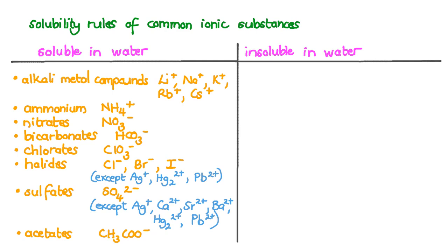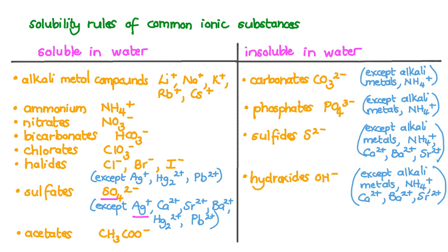Halide and sulfate compounds, however, do have some exceptions. For example, a compound containing silver ions and sulfate ions together is not soluble in water. Compounds which are insoluble in water are those which contain carbonate, phosphate, sulfide, or hydroxide ions, with their exceptions shown in blue. For example, a compound containing the calcium ion and the hydroxide ion, calcium hydroxide, does show some solubility in water. It will be very useful to your chemistry studies to learn this kind of information.